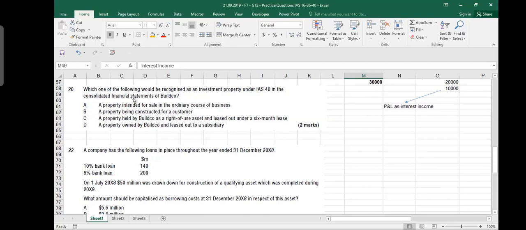Which one of the following will be recognized as an investment property under IAS 40 in the consolidated financial statement of Buildco? A, a property intended for sale in the ordinary course of the business. B, a property being constructed for a customer. C, a property held by Buildco as right of use asset and leased out under a 6 months lease. And D, a property owned by Buildco and leased out to a subsidiary.